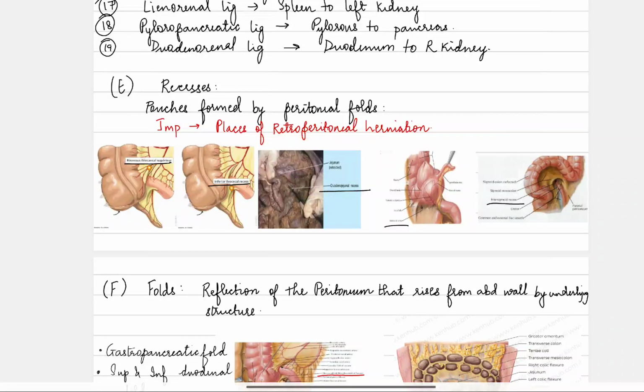First is the duodenojejunal recess. See this, between the duodenum and jejunum. The jejunum is retracted, so we can see the duodenojejunal recess. Next is the superior ileocecal recess. See, the ileocecal recess. Between the ileum and cecum, there is a recess in the superior part. Next is the inferior ileocecal recess in the inferior part. Retrocecal, behind the cecum, and intersigmoid recess. Fine.